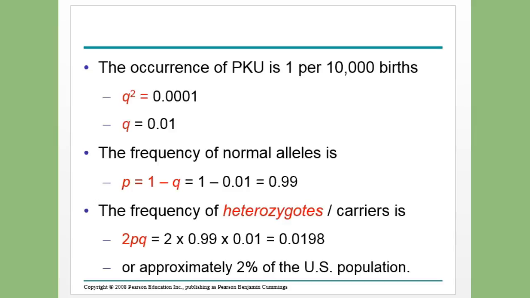Alright, so the occurrence of PKU is 1 per 10,000 births. So Q squared is 0.0001, or Q would be 0.01. The frequency of normal alleles is 0.99. So P equals 1 minus Q. So 1 minus Q being 0.01, P equals 0.99. The frequency of heterozygotes, or carriers, is 2PQ. So 2 times 0.99 times 0.01 equals 0.0198, or approximately 2% of the U.S. population.